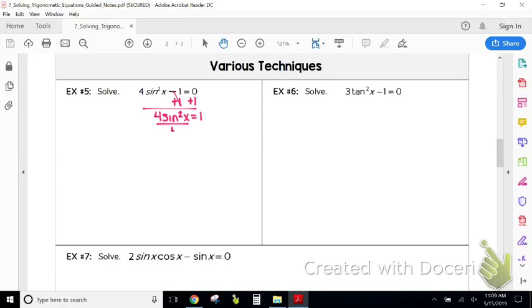It would be 2 sine of x equals. You could, but we're not going to. Sometimes it doesn't work out nice and pretty like that, though, okay? All right, so we got sine squared of x equals 1/4. Then what can we do?